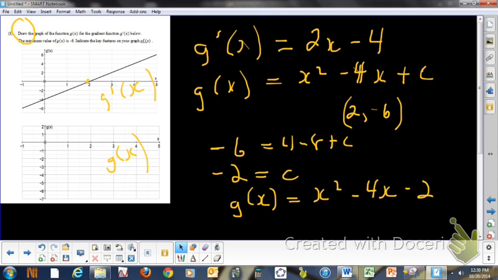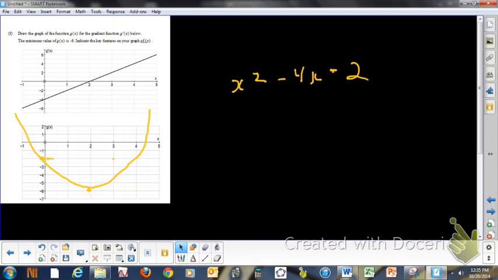Now you plop that into your graphing calculator and you find the graph. You get some points and you will then graph that onto here. And now once you've got your g of x, the exact equation, then you have to draw the exact graph. Now this is obviously not a very good graph, but you'll need some points.